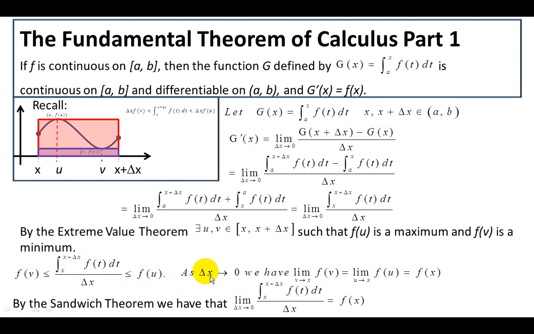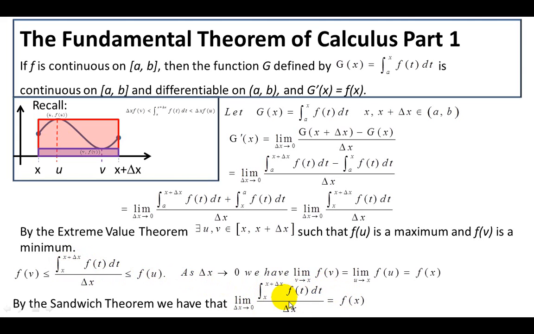Now, let's think about what would happen if delta x goes to 0. Well, if delta x goes to 0, that's the same as v going to x of f of v, and that's the same as u going to x of f of u, and that just equals f of x. So the limit of f of v on the left and f of u on the right are both going to f of x. So what happens then is this thing in the middle gets sandwiched in. So by the sandwich theorem, the limit as delta x goes to 0 of this thing is equal to f of x.